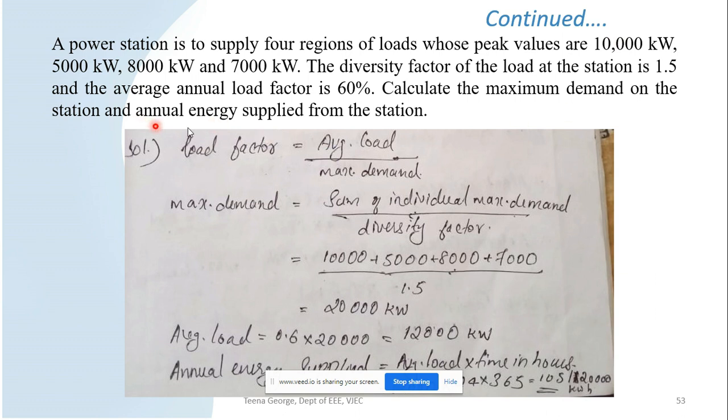Next, we are asked to find the energy supplied. For finding the energy, we can find the average demand. The load factor is given as 0.6. Load factor equals average load by maximum demand. We got the maximum demand value, so we can find the average load. Average load equals 0.6 into maximum demand, that is 12,000 kilowatt. Now the annual energy supplied is average load into time in hours, so it is average load into 8760.